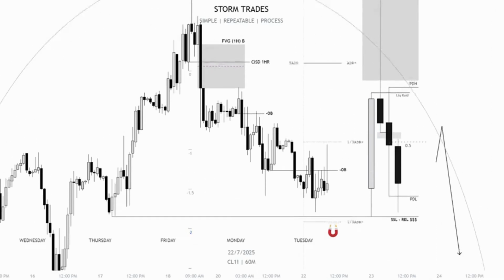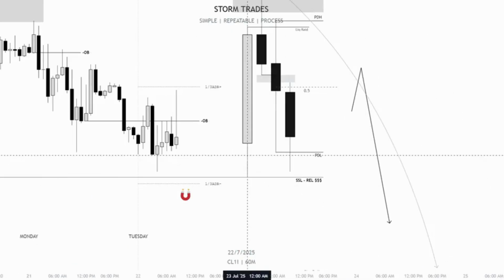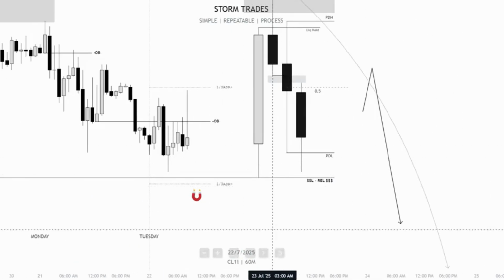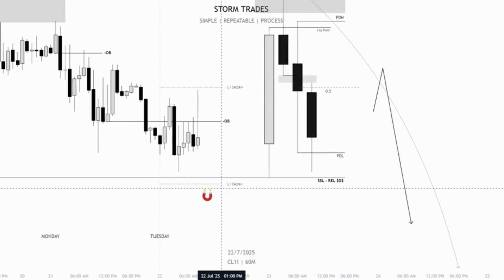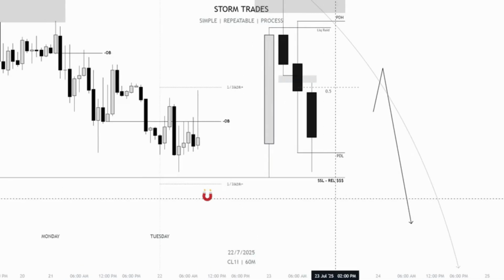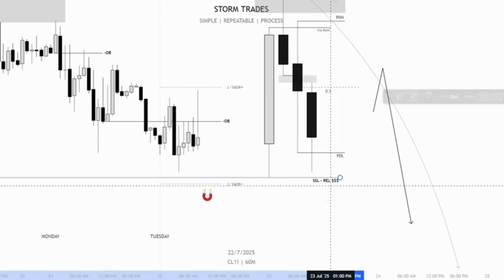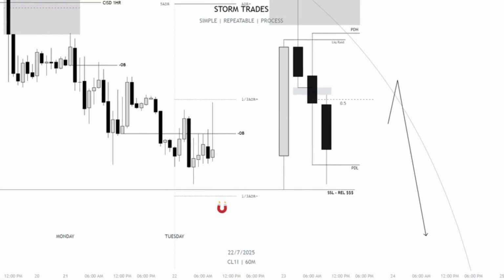But I don't need to go there for a great trade, right? We're on the hourly chart. So just look at this right here. I am just going to try and take a trade, if I can, down to the 1/3 ADR and to sweep this relatively equal low right here. So we have a liquidity raid, right?